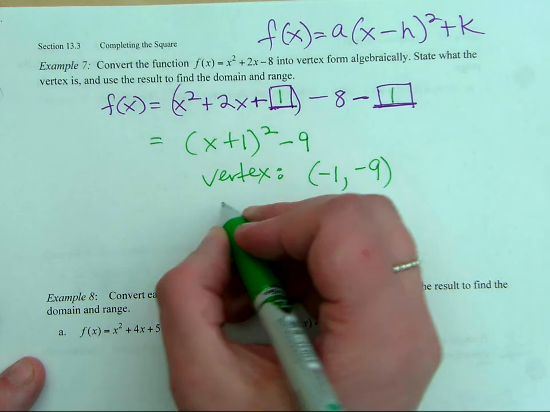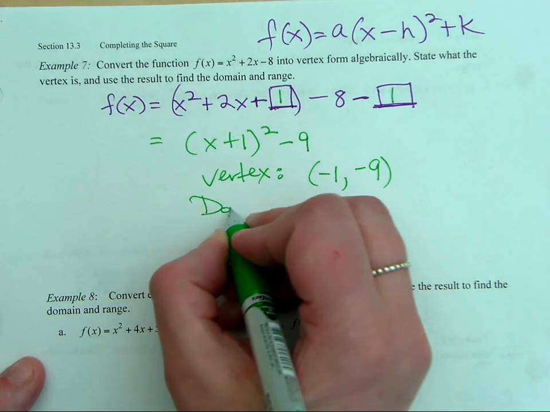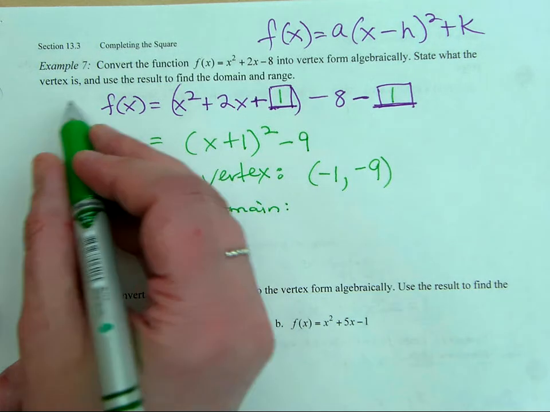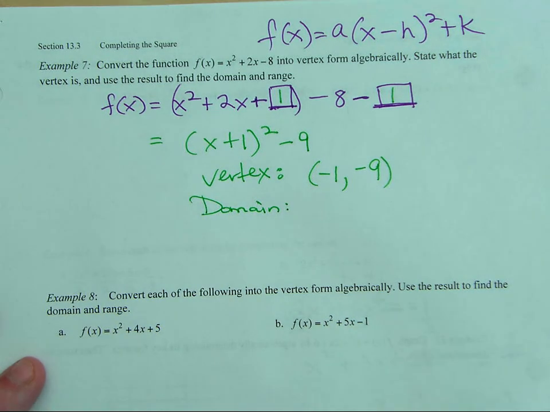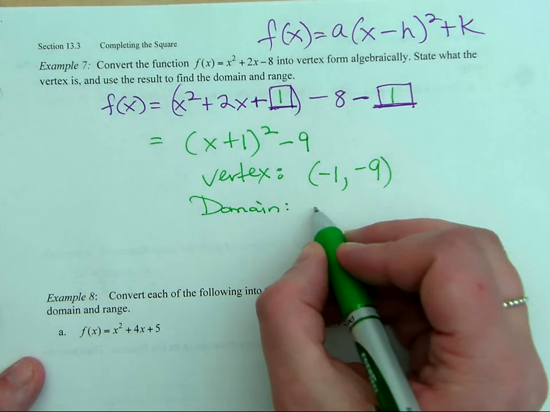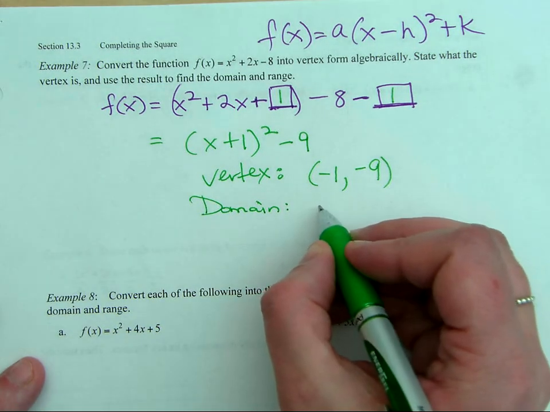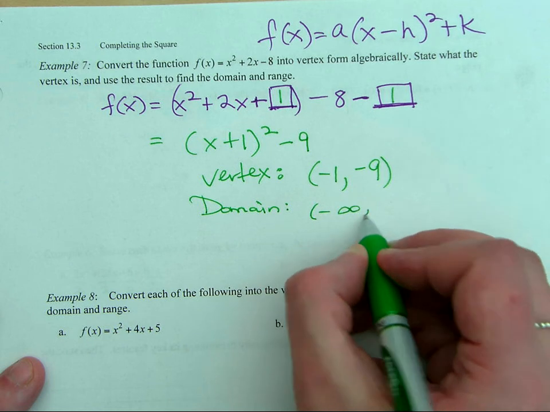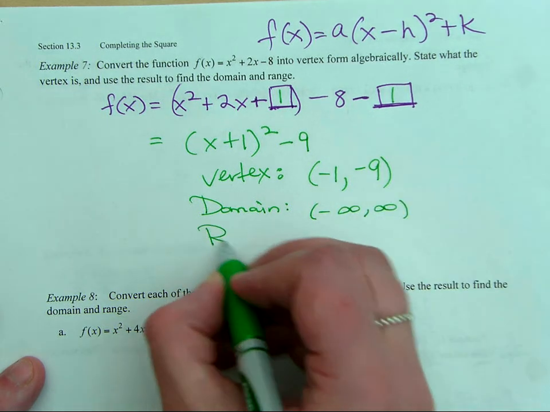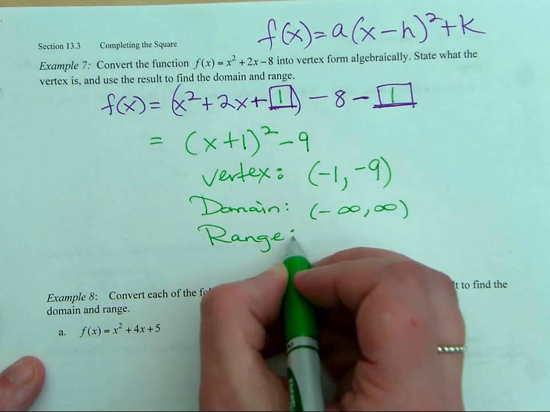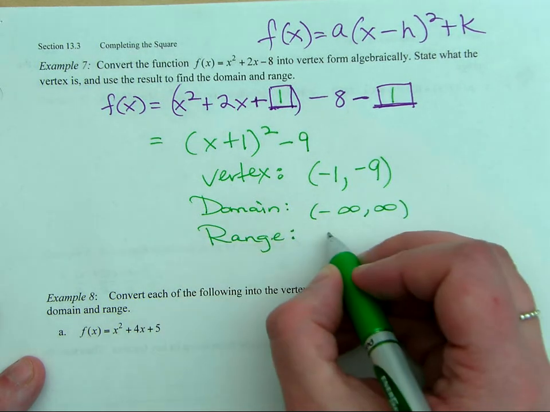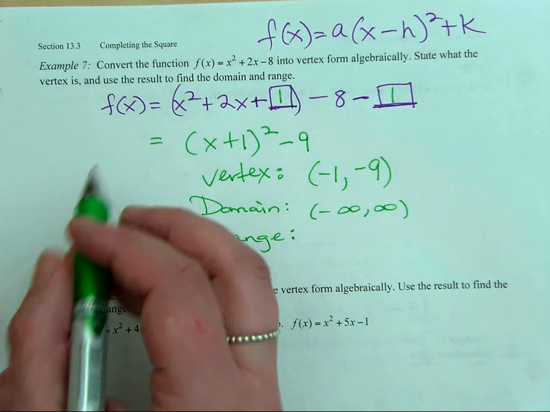What's the domain then? And I didn't read the directions, I just psychically know what they are. So you should read the directions in the future. The domain of any parabola is going to be? Yep. And what's the range? Yeah, because this opens upward.